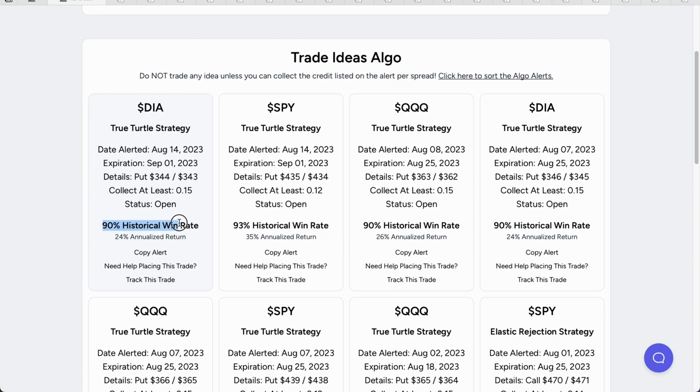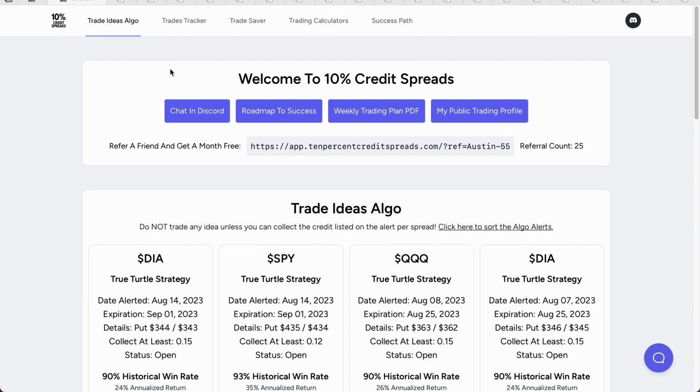Anyways, it also shows you the historical win rate, so what the win rate for this specific criteria and setup has been since 2005. It also gives you the annualized return from that date, trading one spread for every single size account. Anyways, now we move into two important topics here. You should also see on your account the need help placing this trade, which I just went over. It walks you through how to place this trade in your broker. Next is track this trade, which will add this trade if you followed it to your trades tracker.